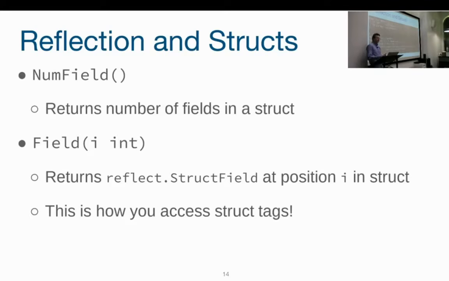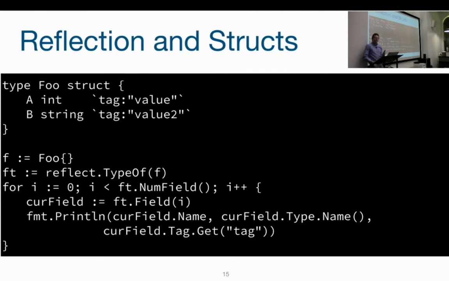And let's take a look at it. Here's a quick example showing how you use those NumField and Field methods in the reflect.Type struct. So you have this type called Foo that has two fields, an int and a string, and each of them has a tag, value and value 2. So we create an instance f of type Foo, and then we use reflect.TypeOf to get the reflect.Type for f, and then use the NumField method, a simple for loop, to iterate over all of the fields in f.